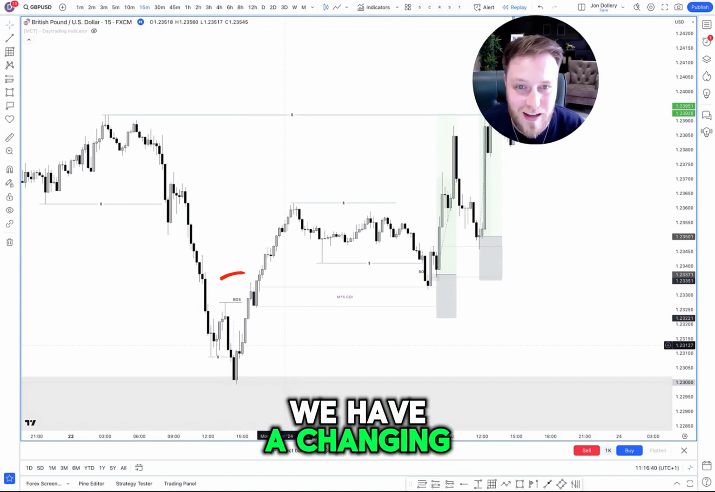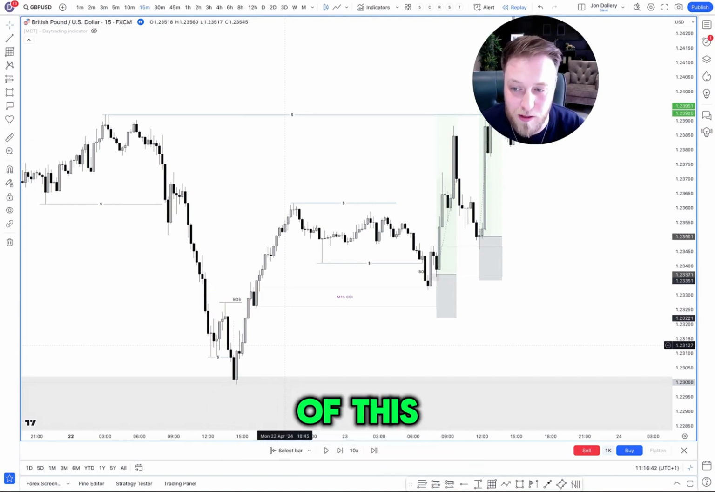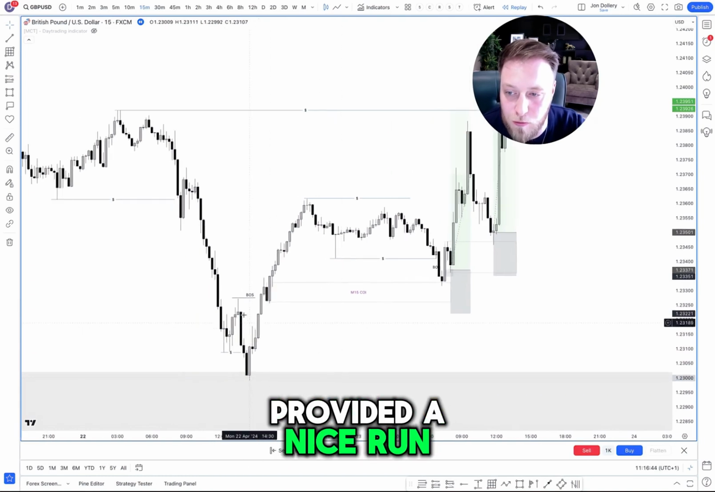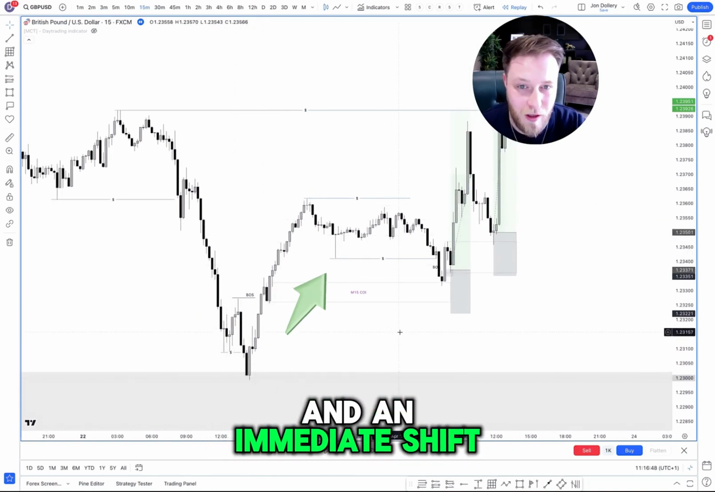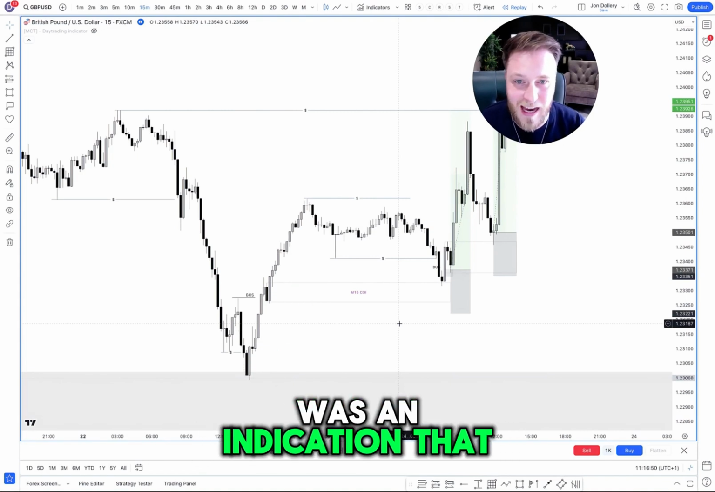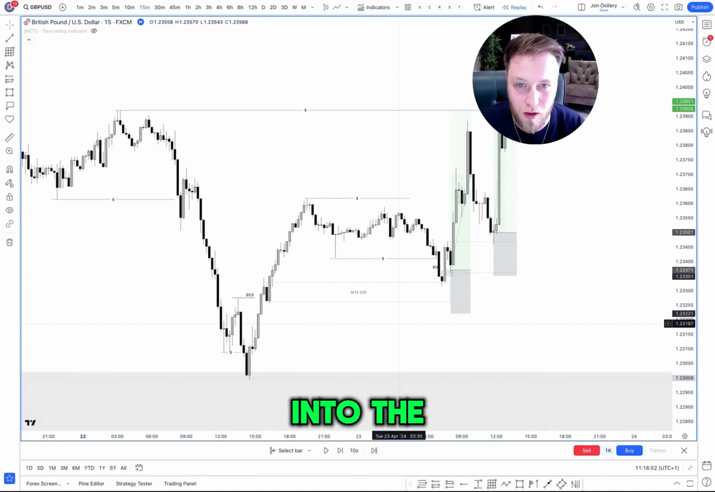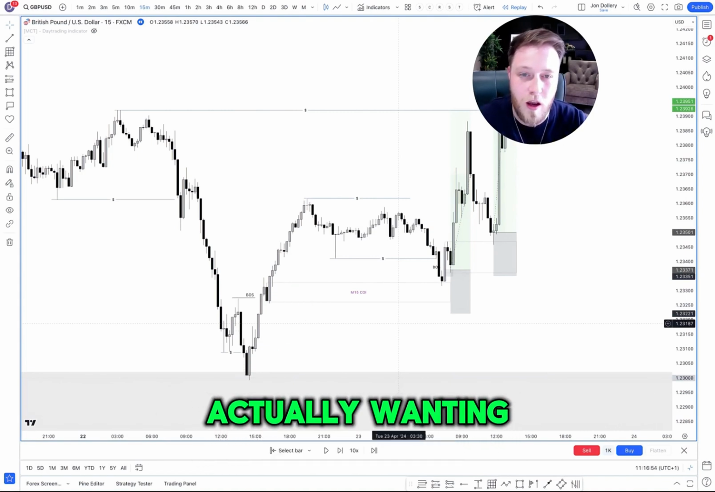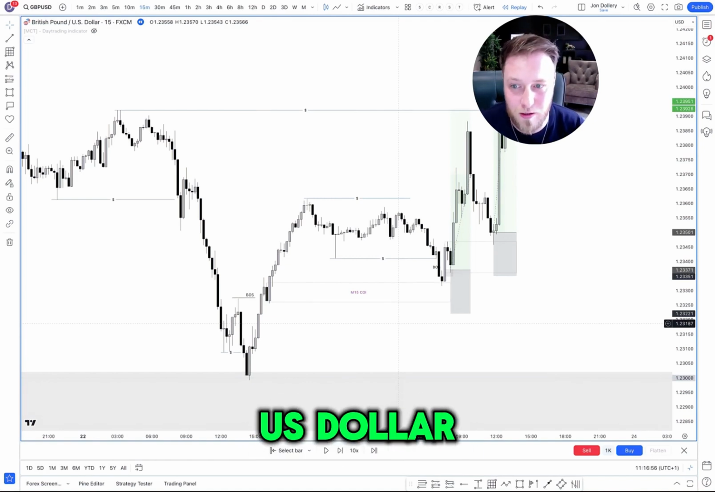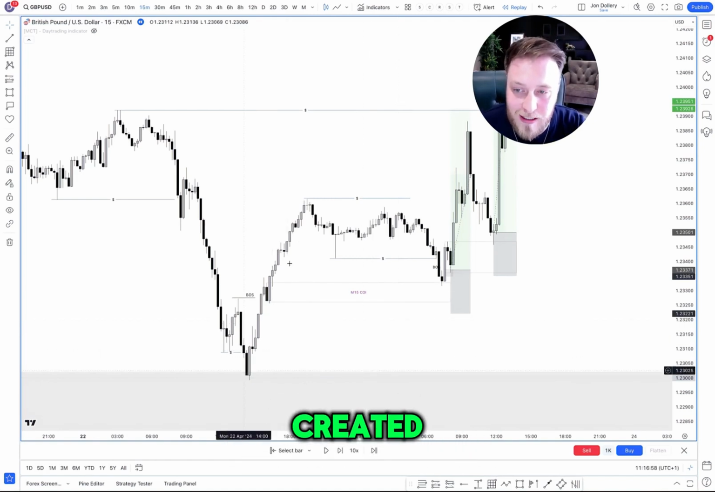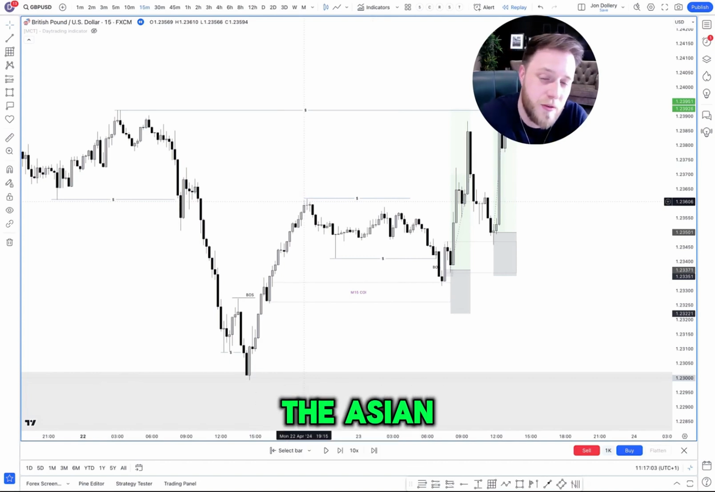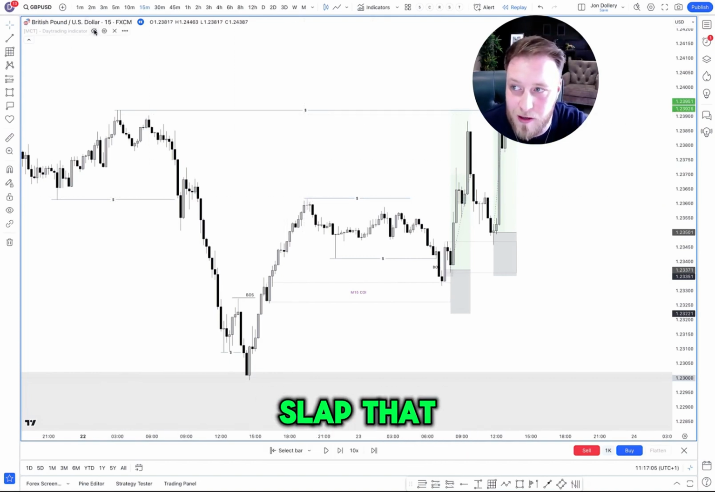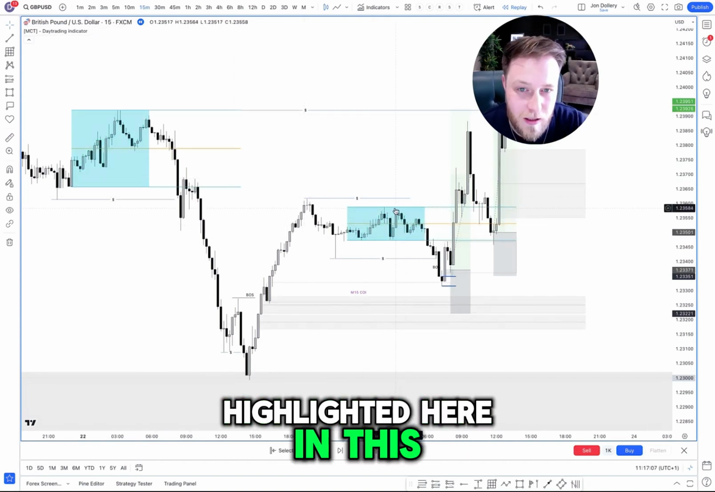We can see how price did ultimately get to that level and provided us with a shift in momentum. So we had a change in character of the overall direction of this market. We provided a nice run to the downside after sweeping a previous low and an immediate shift higher. So that to me was an indication that buyers had come back into the market and they were interested in actually wanting to purchase the pound against the US dollar.